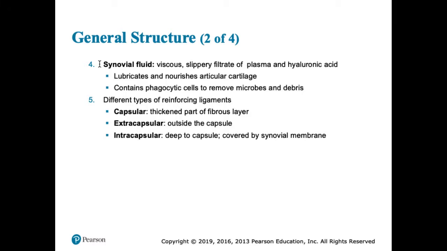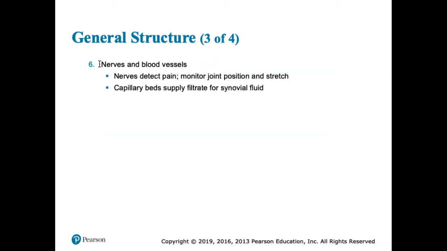There are different types of reinforcing ligaments. There's capsular, which is the thickened part of this fibrous layer. There's extracapsular, which is outside of the capsule. And there's intracapsular, which is deep to the capsule and covered by the synovial membrane. And then, of course, there's number 6, which is the nerves and the blood vessels.